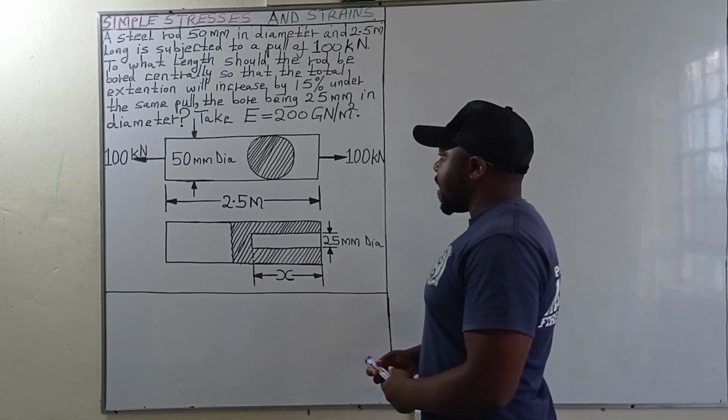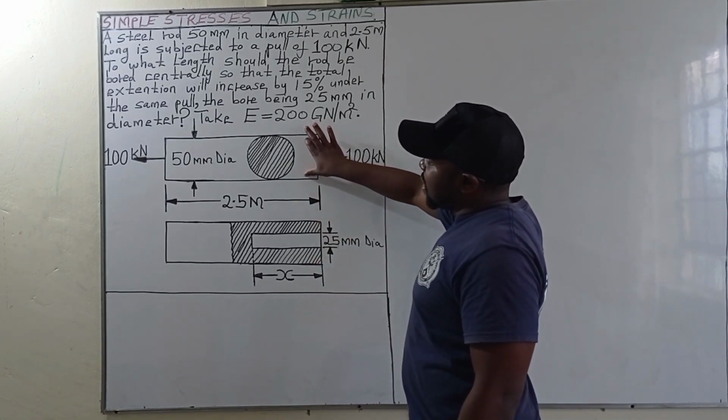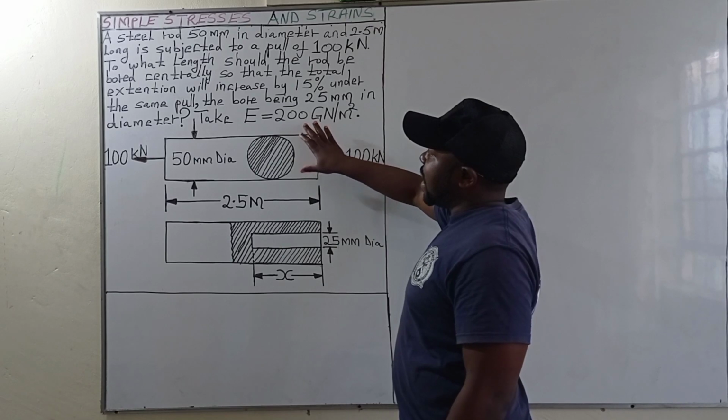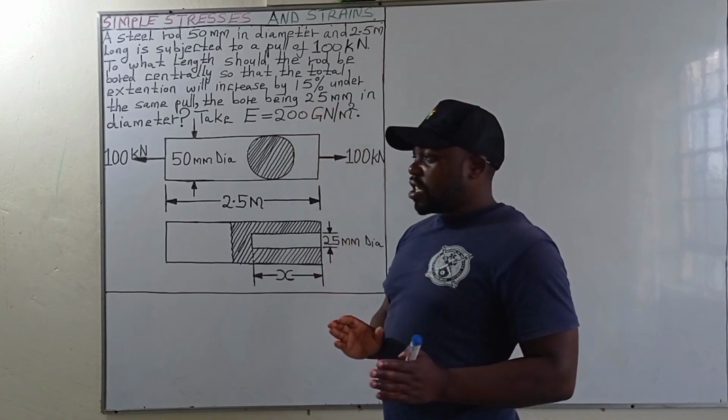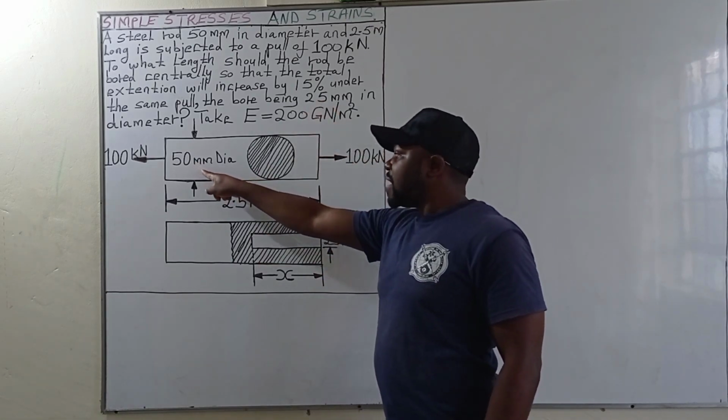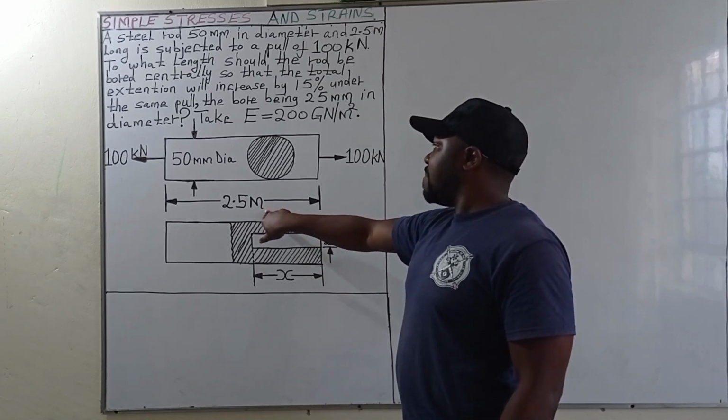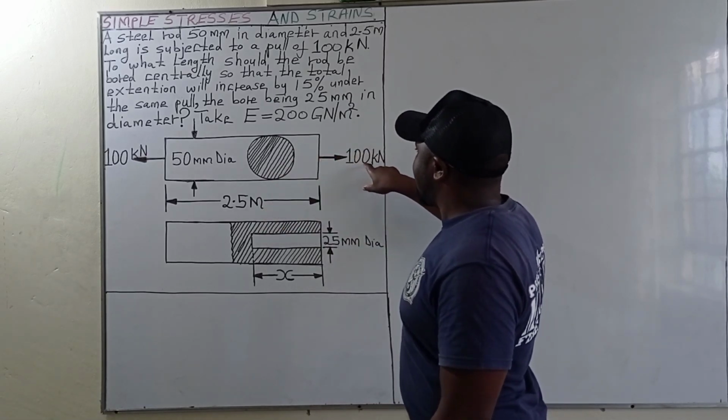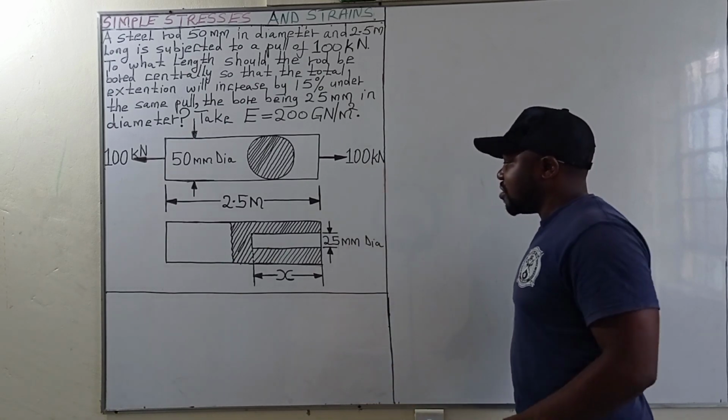So this diagram, the first diagram here, is showing the complete steel rod with a diameter of 50 millimeters and a length of 2.5 meters, subjected to a tensile force of 100 kilonewtons.